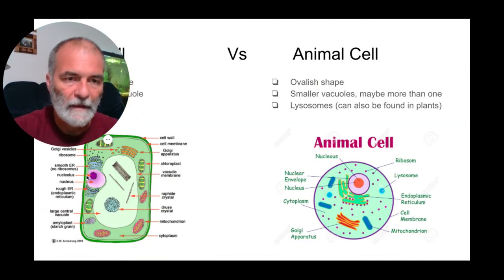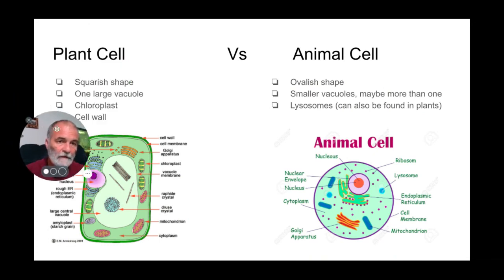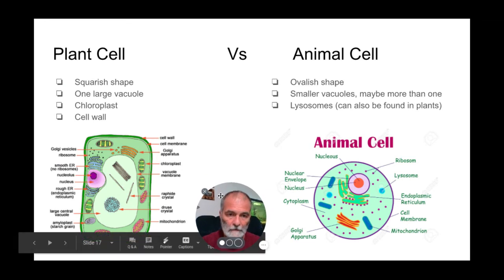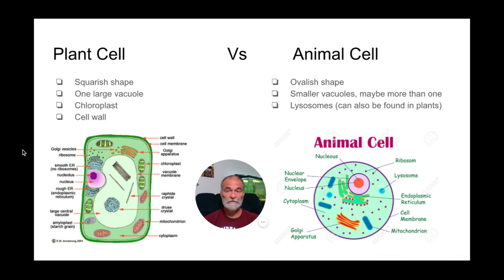Now, one other little thing about the cell has to do with the differences between the animal cell and the plant cell. The animal cell is one type of cell and the plant cell is another. And they have a few differences. One of the main differences is the shape. Oftentimes animal cells are ovalish, whereas plant cells are going to be squarish. Has to do with the vacuole is another thing. The plant cell, you can see, has a very large vacuole, while the animal cell has smaller vacuoles and maybe even sometimes more than one smaller vacuole.